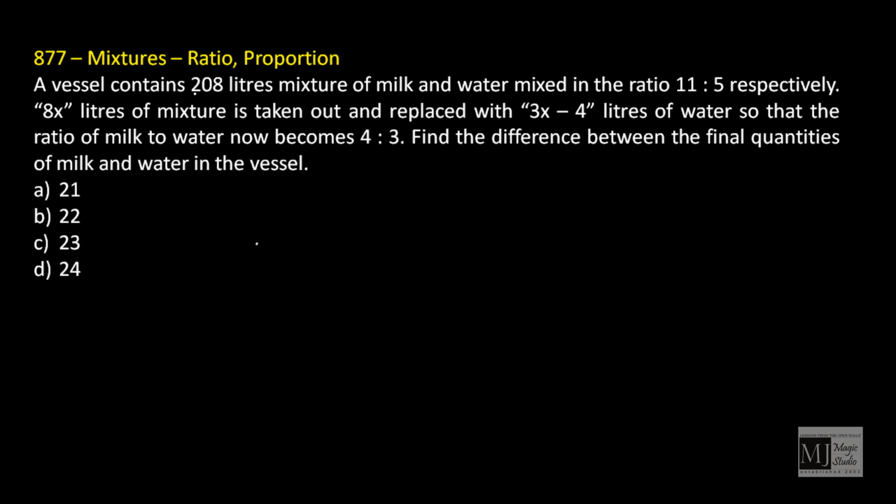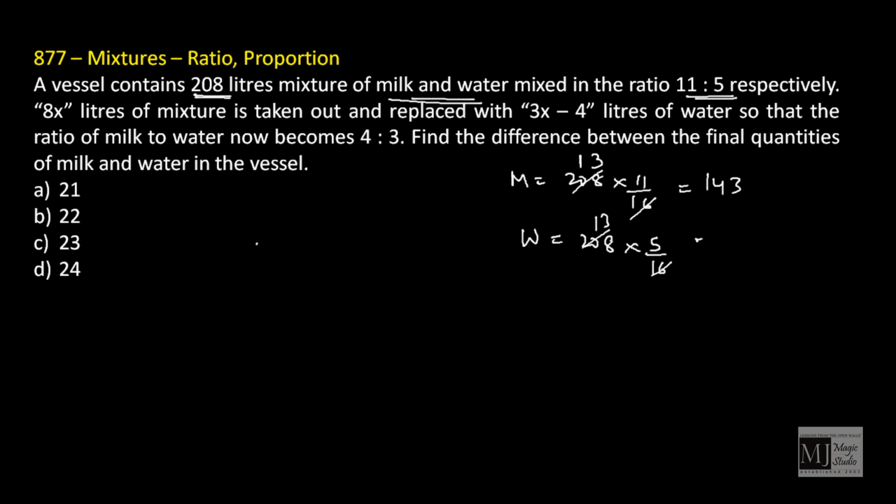A vessel contained 208 liters of mixture of milk and water, mixed in the ratio 11:5. Okay, so milk is 208 into 11 by 16. 16 is 13 times, and then 11 times 13 is 143 liters. And water is 208 into 5 by 16. That would be 65.